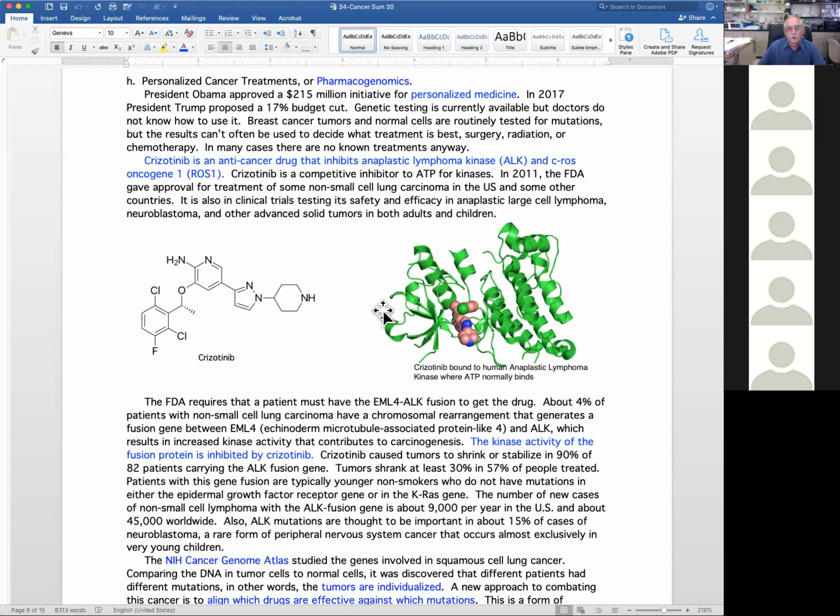So this is one. This is an anti-cancer drug that inhibits this particular enzyme and that particular gene. So what it is, here's the drug. It's a competitive inhibitor to ATP for kinases. So here's a kinase, and here is the drug bound to the kinase. So it's in clinical trials, trying to treat anaplastic large cell lymphoma, neuroblastoma, and some other solid tumors.